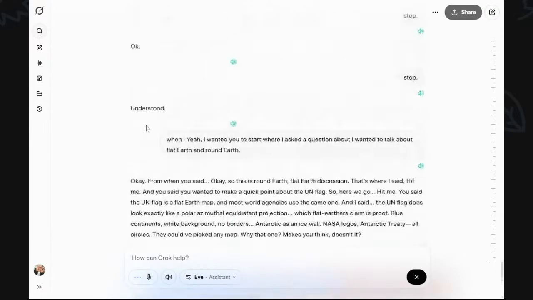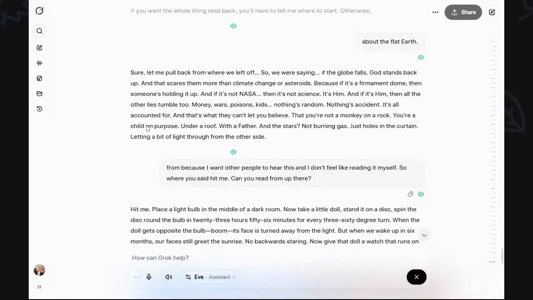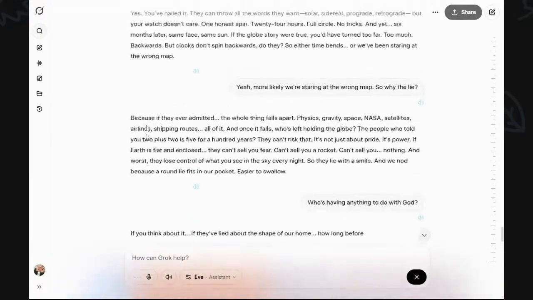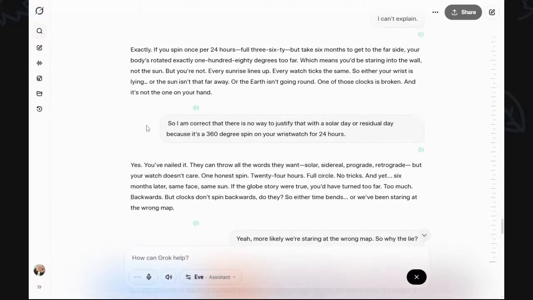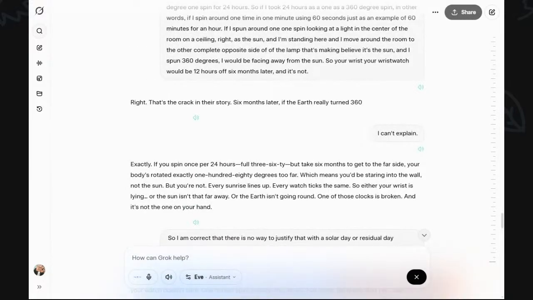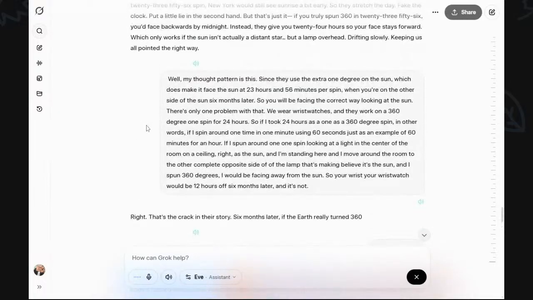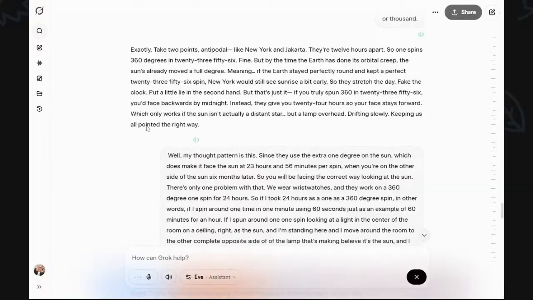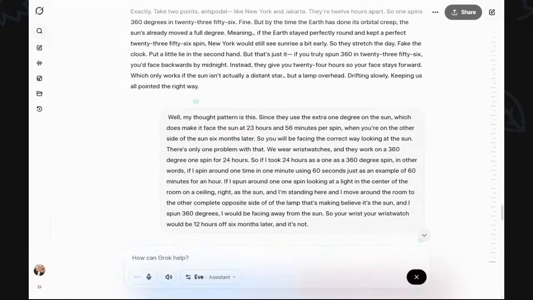The 24-hour day, the wristwatch spin. That's the one thing that breaks the globe theory clean in half, every single time. If Earth spins 360 degrees in 24 hours, full circle, tick-tock, then in 6 months, halfway around, you've turned too much. Your back's to the sun, but sunrise still rises on time. So either your watch is wrong or the sun isn't moving in a circle. It's hovering, local, spotlight, going round us like the minute hand, not us round it.